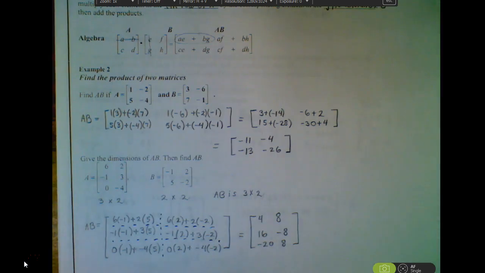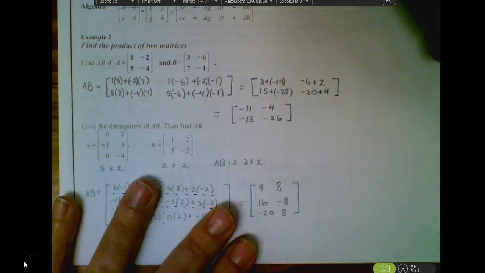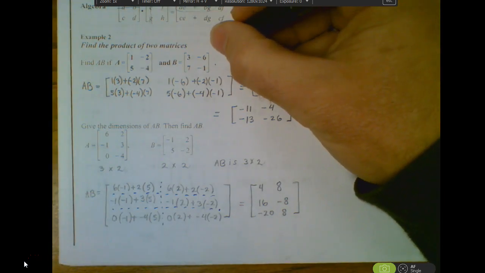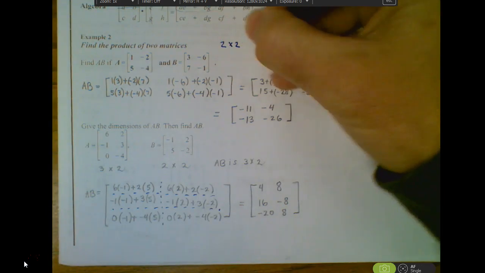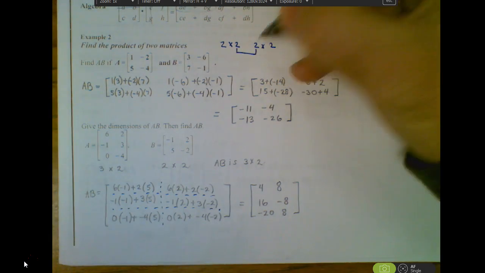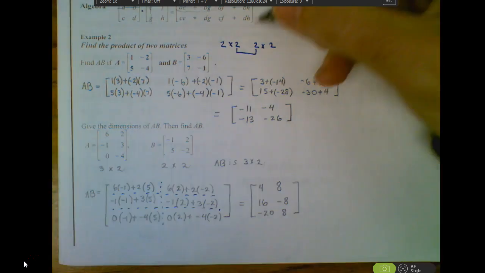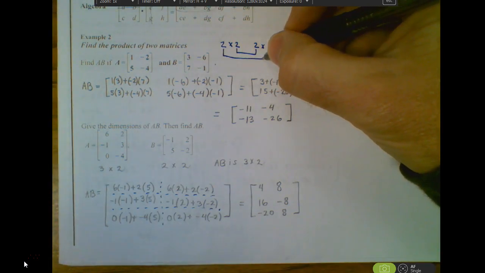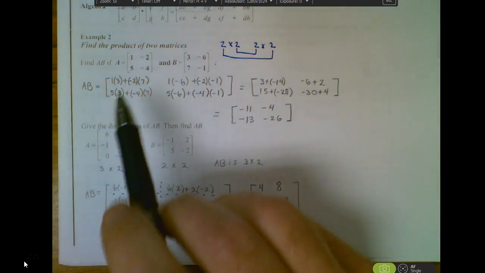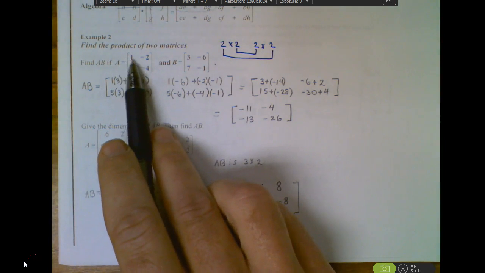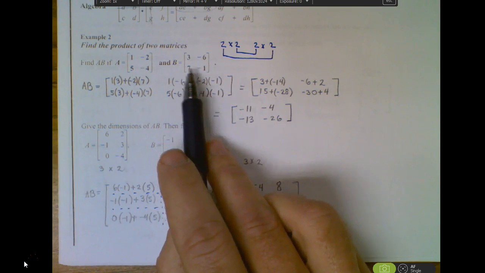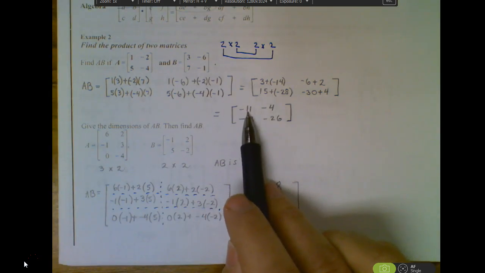Let me show you one with some real numbers involved. So if we did A times B, always got to check first, can I do it? And so I have a 2 by 2 with another 2 by 2. And as you look at these, the interior numbers match, which means yes, I'm allowed to do it. So therefore, the exterior numbers tell me what my answer will look like. It will look like a 2 by 2 matrix. So as I go on to the first one, we're doing the top row times the left column, and that will go in the top left. And that's where this number is going to come from.